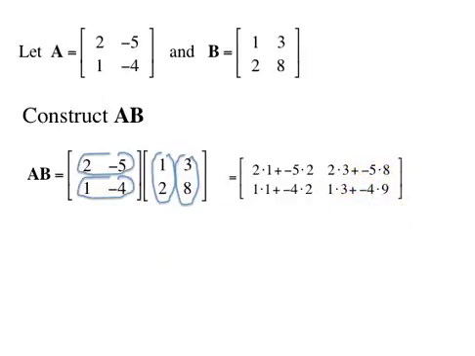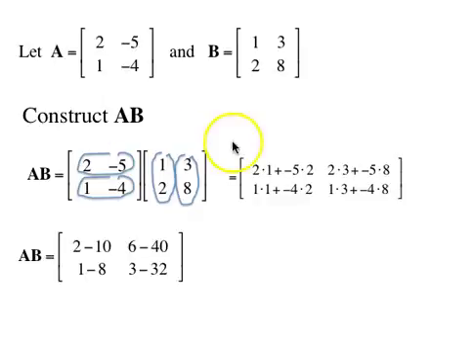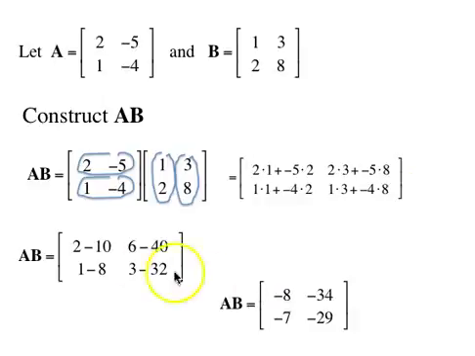I'm not sure why that's a 9. I will fix that. And this fixed, 1 times 3 plus -4 times 8. What do those give me? 2 minus 10, 6 minus 40, 1 minus 8, 3 minus 32. The results, of course, will be -8, -34, -7, and -29 is matrix multiplication A times B.